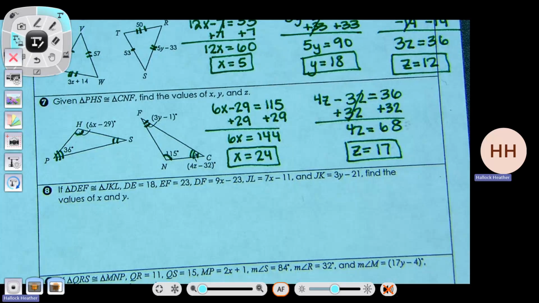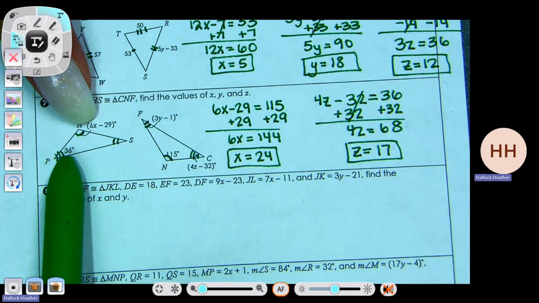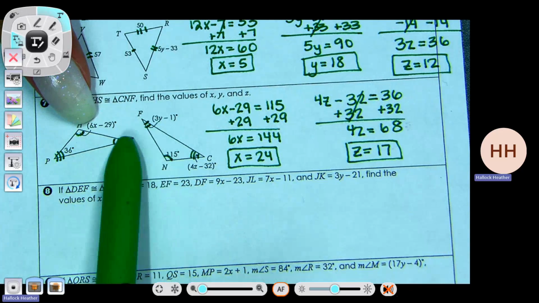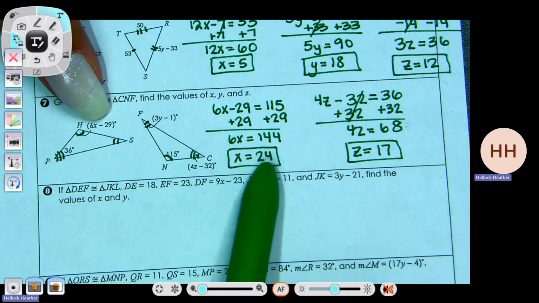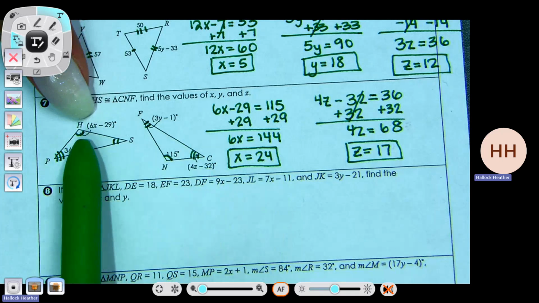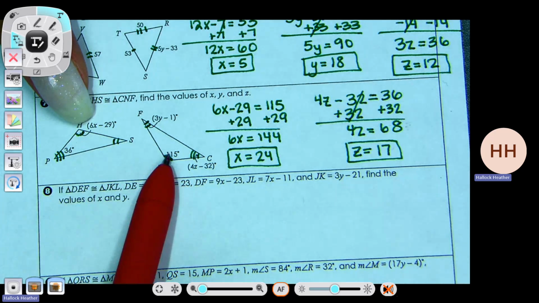Okay, who's got a big enough brain in this class to figure out how to find Y? You gotta plug X in. So if I plug X in, going back to this, I know this is 36. I need to find S so that I can set it equal to F. If I do 6 times 24 minus 29, how much is H going to end up being? 115, which is the same as this because they're congruent.